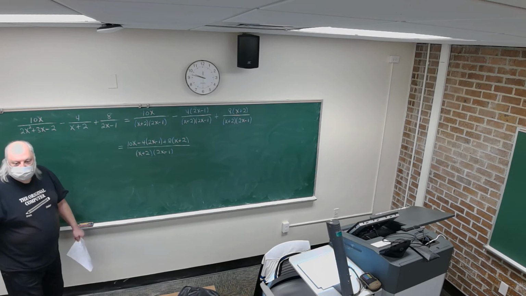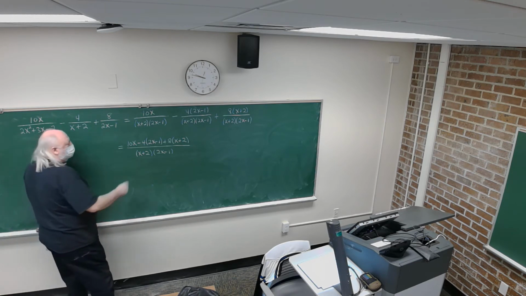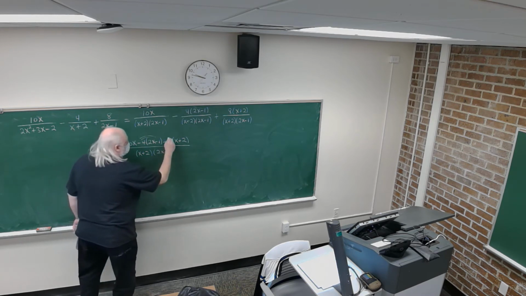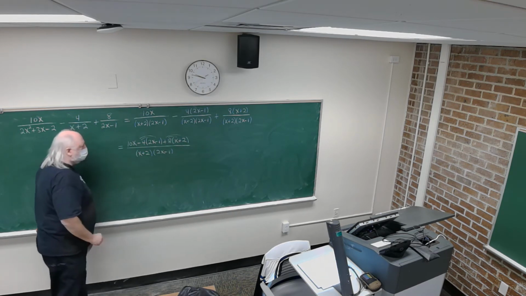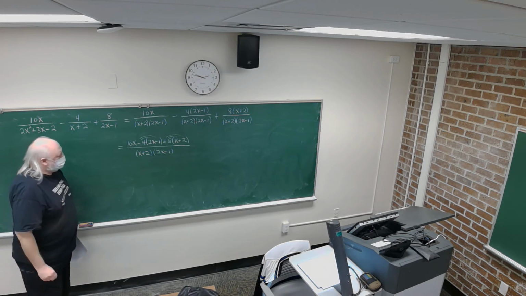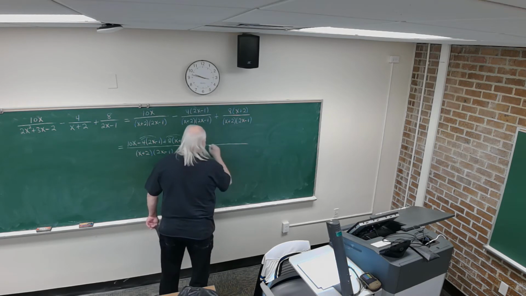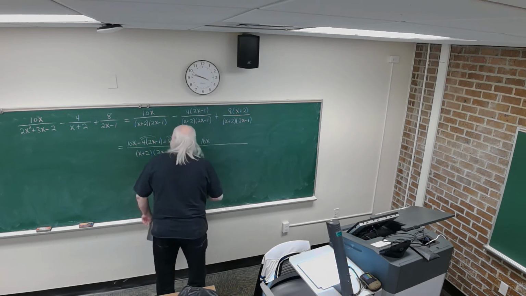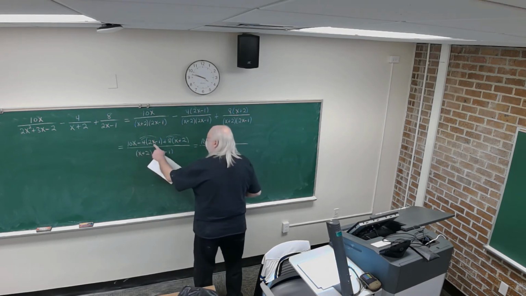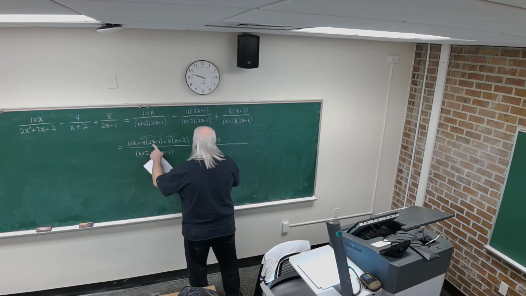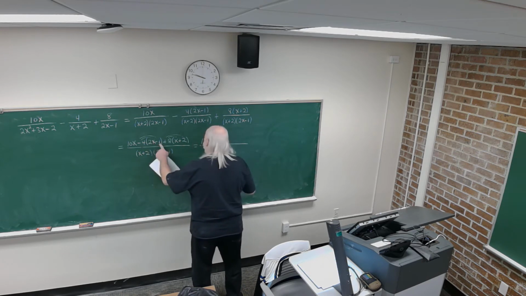Now I've got to simplify the numerator. So we've got to distribute the minus 4 inside the parentheses here and the plus 8 inside the parentheses here. When we distribute the minus 4 inside the parentheses, we have minus 4 times 2x is minus 8x, and minus 4 times minus 1 is plus 4.